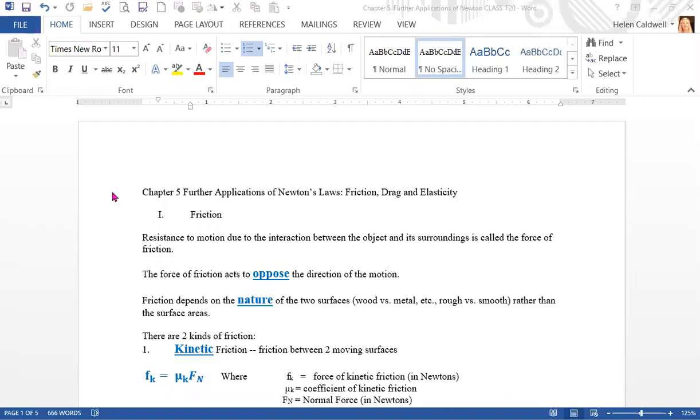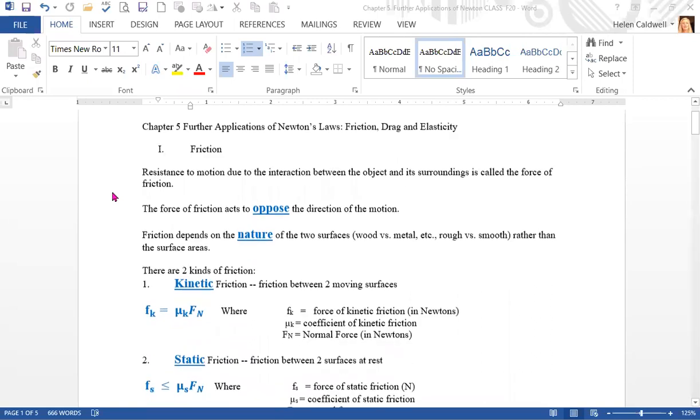Welcome to Chapter 5. We're going to look at some other examples that apply to those free body diagrams. We're going to introduce a little friction and talk a little bit about elasticity, about the way springs and elastic stretch and compress. So let's start out with friction.